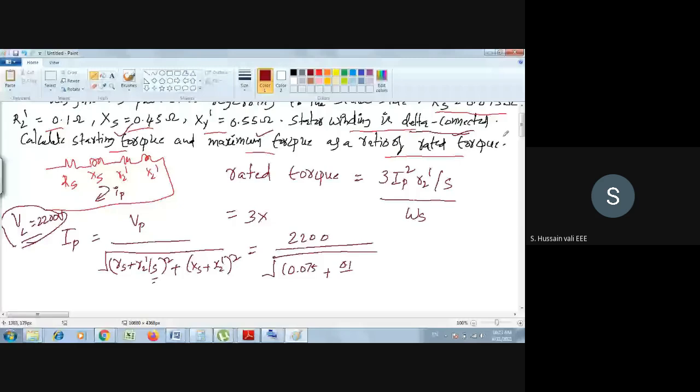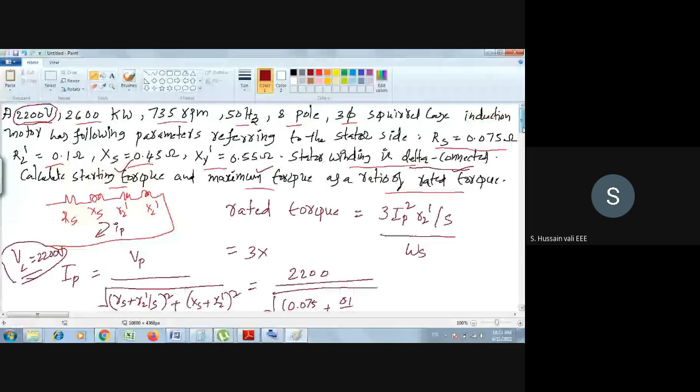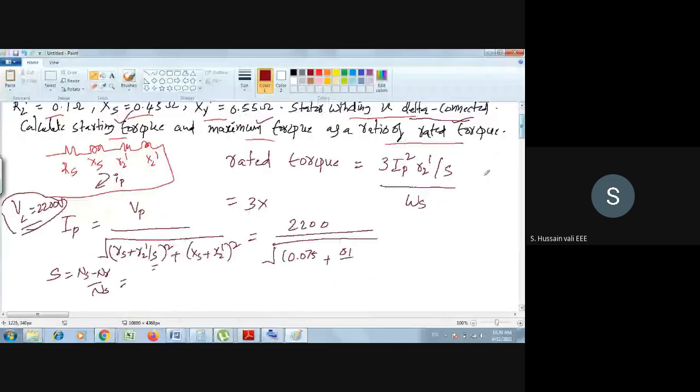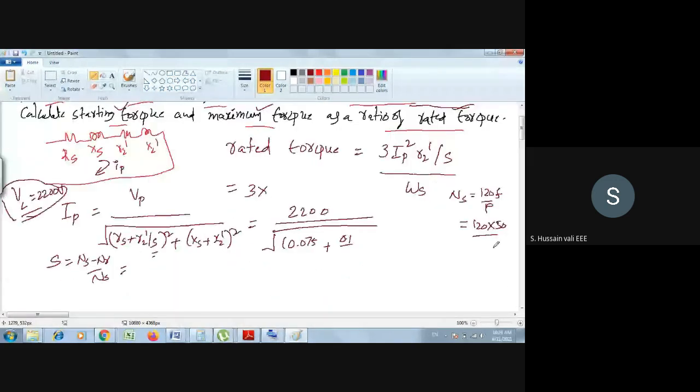First of all, you must know the formula: S is equal to Ns minus Nr by Ns. Everyone knows this. So what is the Ns value? How do you calculate Ns? You just see whether he has given any data regarding Ns. 120 F by P, yes, that's correct. Good. So we can find Ns with this. Ns is equal to 120 F by P. So 120 into F, he has given 50, and P is 8. So 6000 by 8. How much is 6000 by 8?